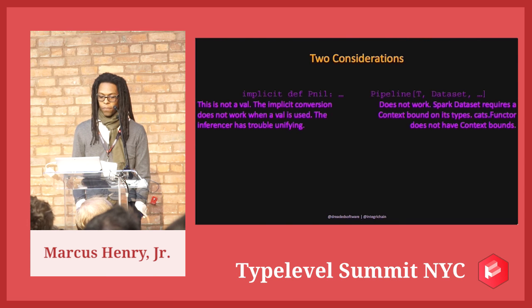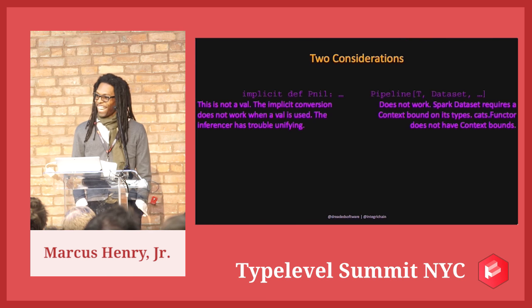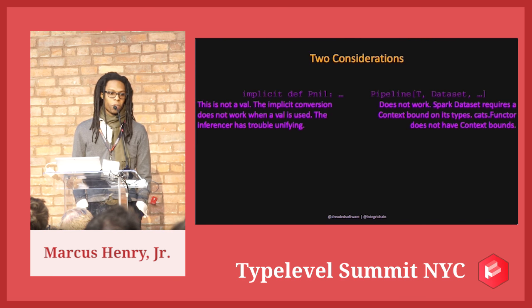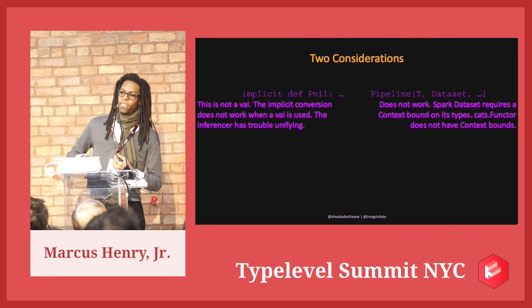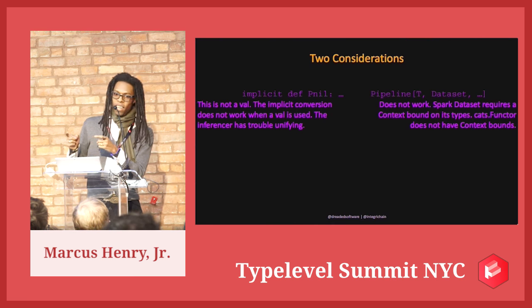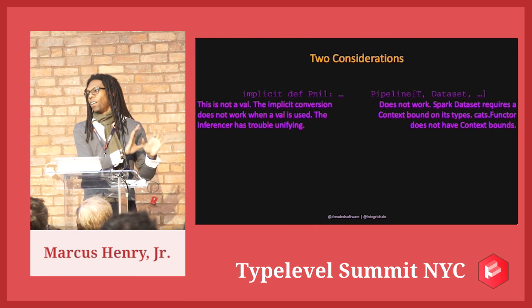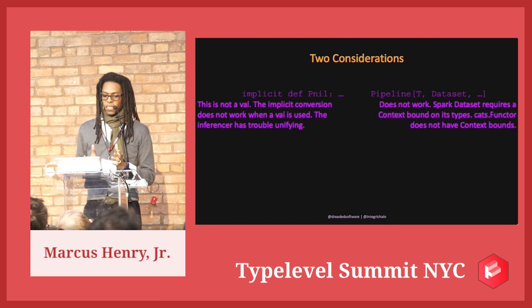I'm not sure why. The inferencer just could not infer the proper type when it was a val, but it could when it was a def. Maybe my best guess is that when it's a def, it unifies the types at the call site rather than defining this type elsewhere and then trying to unify later, but I'm not sure.